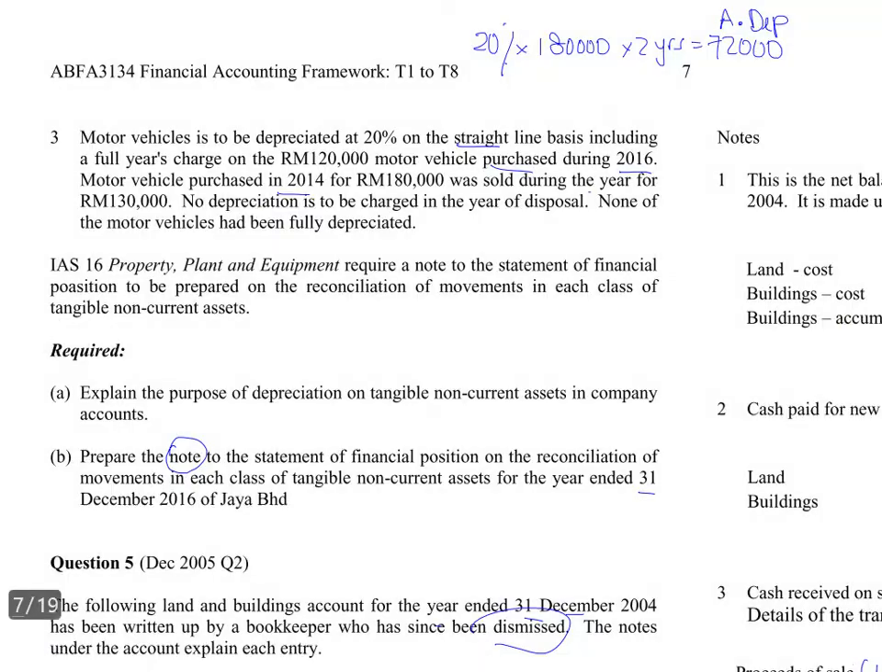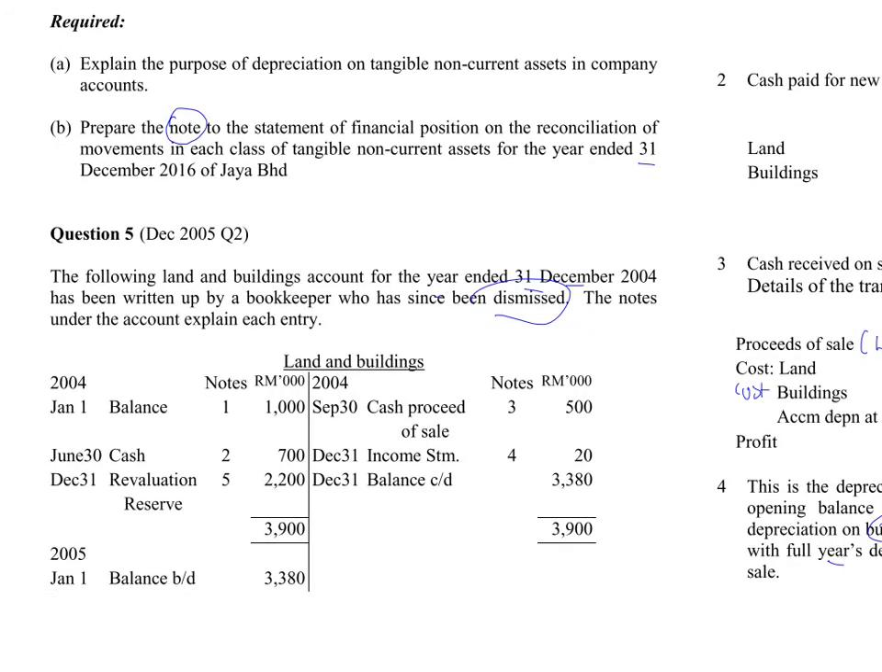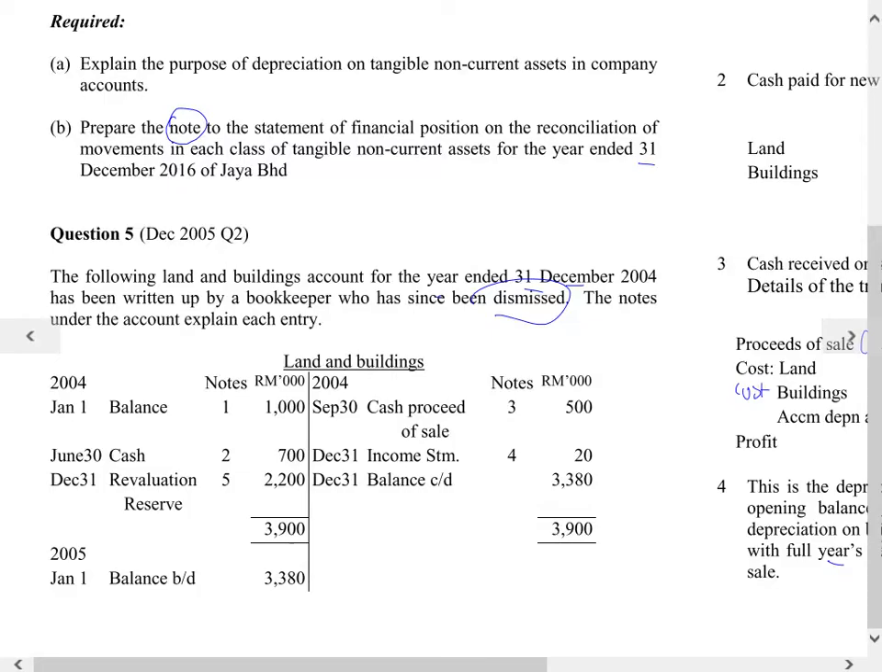Question 5. The following land and building account for the year ended 31st December has been written by a bookkeeper who has since been dismissed, already sacked. This staff is no longer with the company. The notes explain each entry. You have notes 1, 2, 3, 4, 5. Look at the land and building: they are combined together. We know land and building, you must separate.